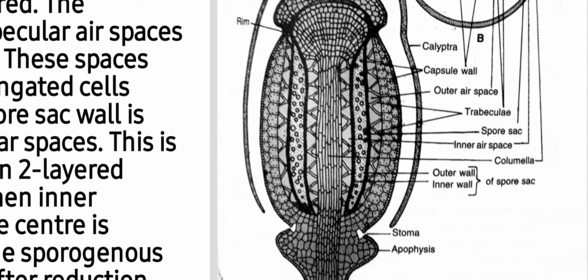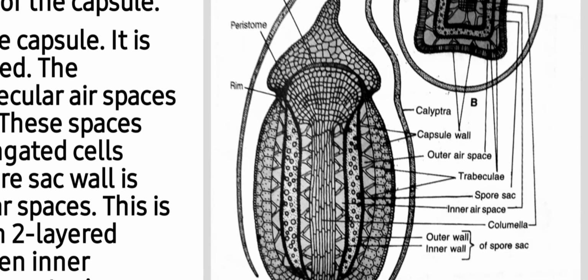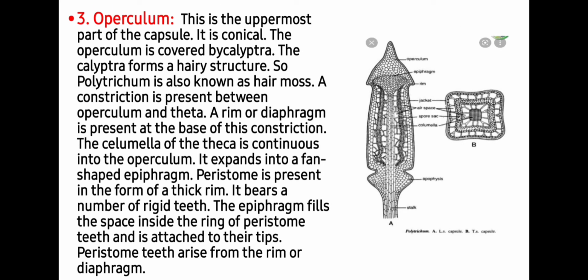So here you can see all the structure in detail. Central region is columella that is surrounded by inner air space, then spore sac, then outer air space, then the hypodermal and epidermal region. Next is the upper column. This is the uppermost part of the capsule. It is conical. The upper column is covered by calyptra.